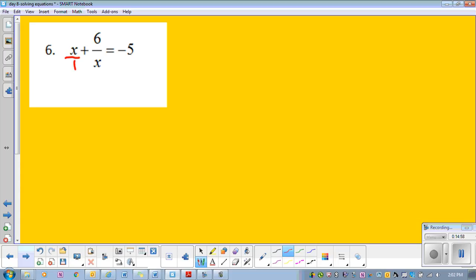So, we have just that plain old x, so I'm going to put over 1. We have that plain old negative 5, so I'm going to put over 1. Okay, let's go find the LCD.